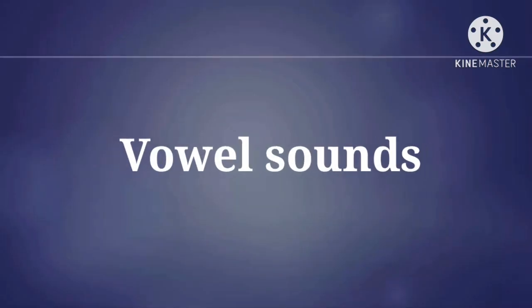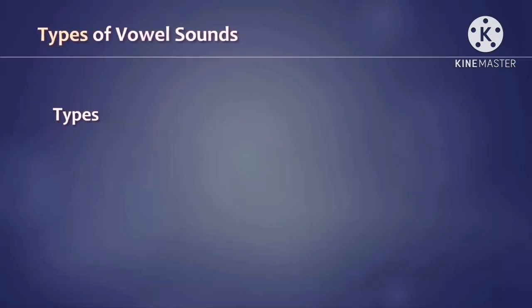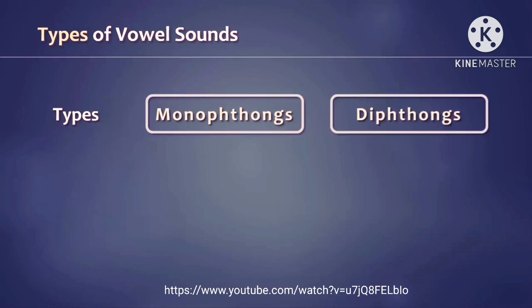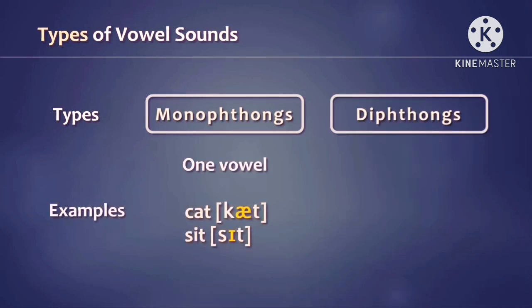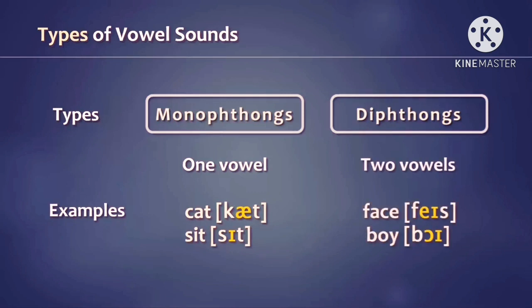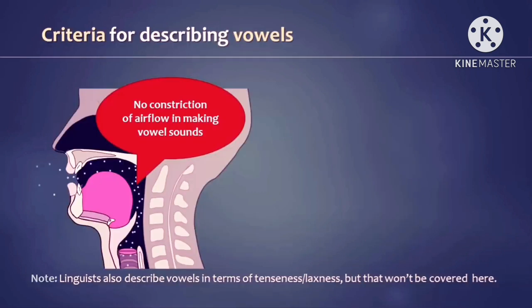And now let's have a look at the English vowel sounds. A, E, I, A, U. There are 2 types of vowel sounds, monophthongs and diphthongs. Monophthongs involve 1 vowel quality. Diphthongs involve 2 vowel qualities. So, what are the criteria for describing vowel sounds?